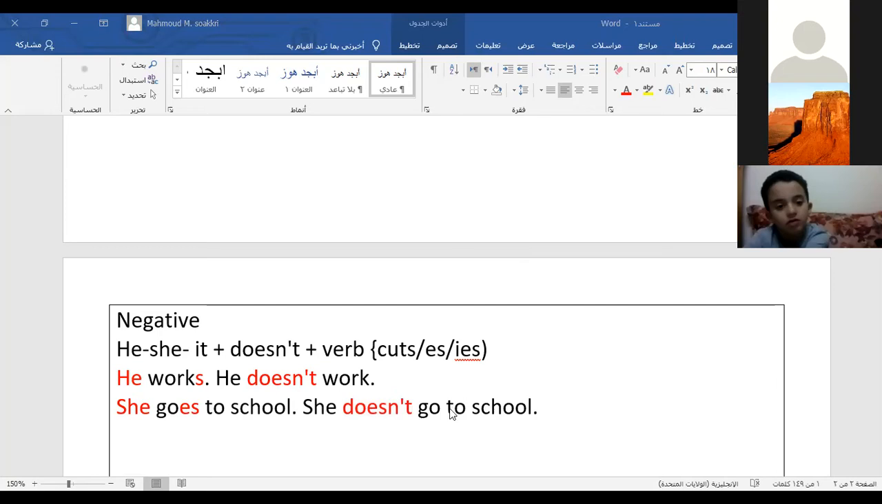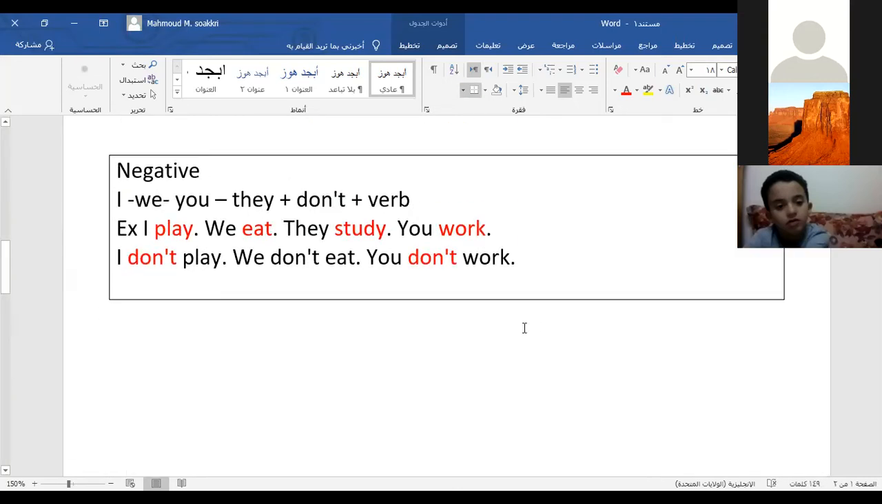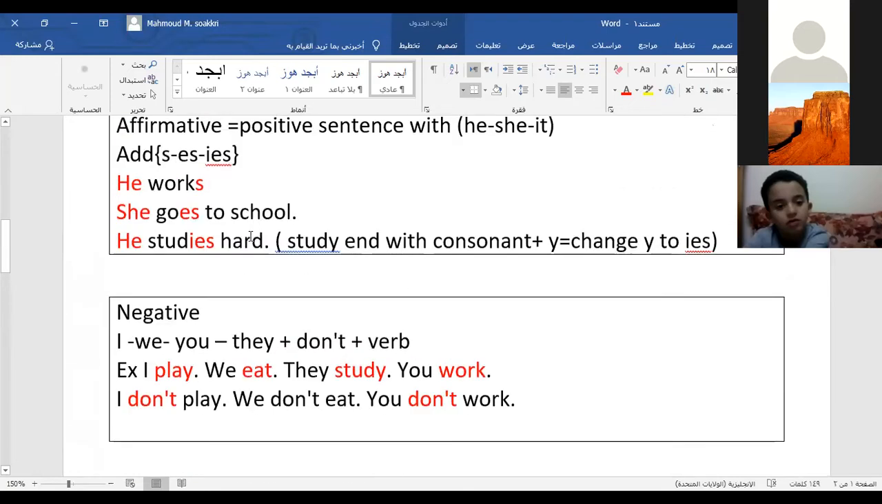Okay, she doesn't go to school. Look, we use the doesn't and we cut the ES from the verb. Let's take the last example before we go to the exercises.